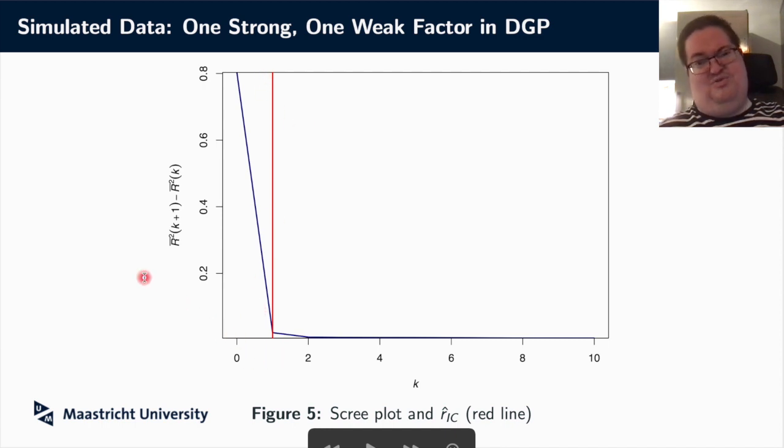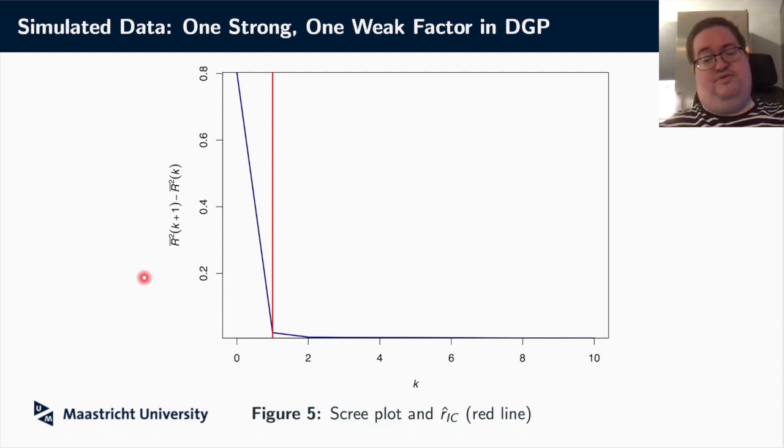So here we have a case where one of the factors is so much stronger than the others that it really dominates, and in fact, the second factor, you would barely need it according to these methods. Now, of course, this is a very stylized example where I simulate a very simple DGP.